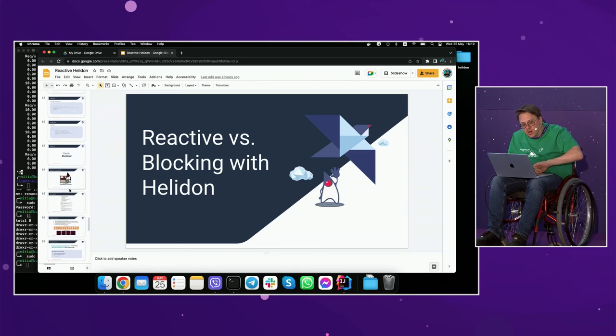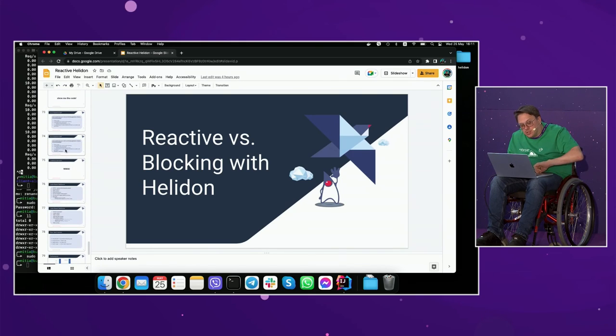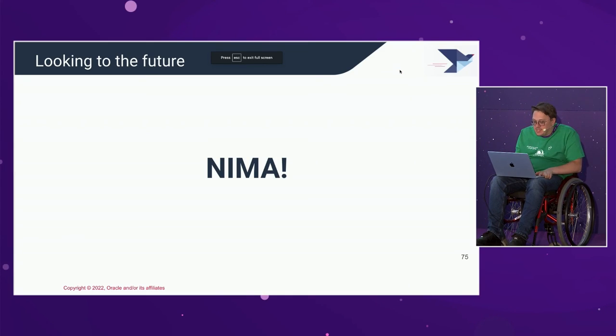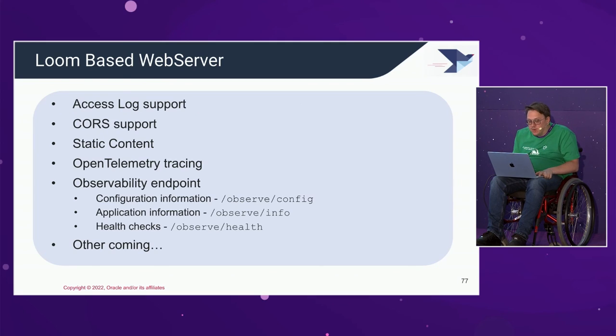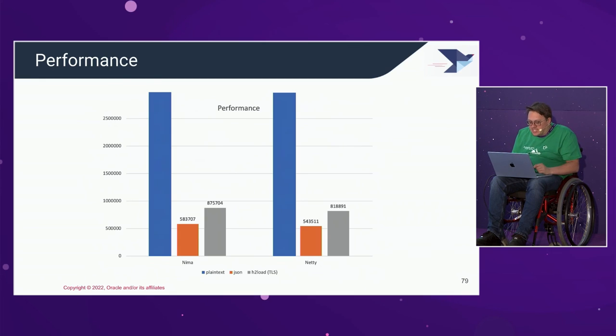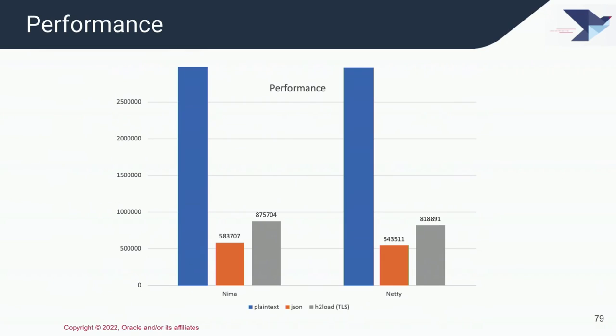There is something we are really working on today, which is interesting, and it's called Nima. In Helidon, we decided that we want a fully JDK-based server. Netty has a lot of code which is machine specific. We have created our own Loom-based web server, which is totally blocking. And the funny thing is, it utilizes virtual threads, switches, sealed classes, all of that newest stuff. But the performance of it is actually better than Netty. And what makes it really cool, it's pure JDK with absolutely no additional dependencies. So it will be open sourced this month or maybe next month.